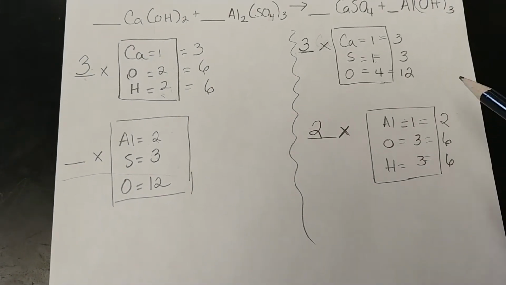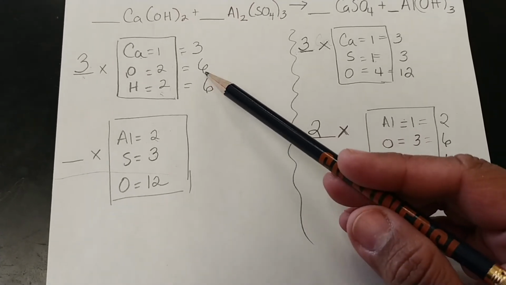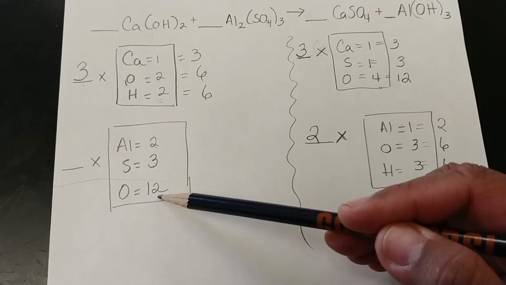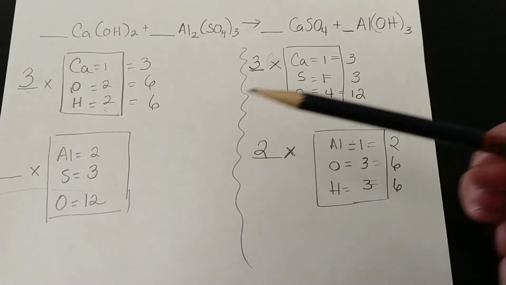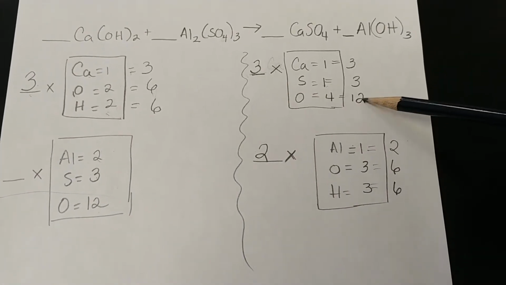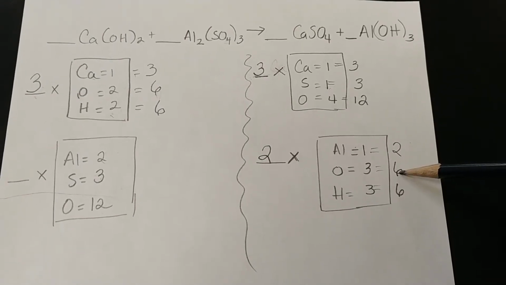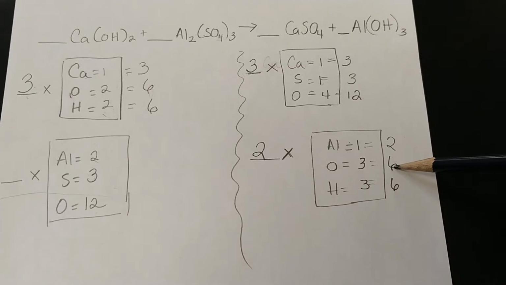And then I look at my oxygens, and there's 2 on this side, so I have to add them. There's 6 here and 12 here. That makes for 18 oxygens. If I look here, there's 12 here and then 6 here. That makes for 18 oxygens as well. So my oxygens are balanced.